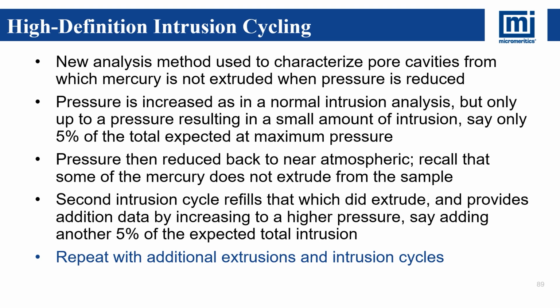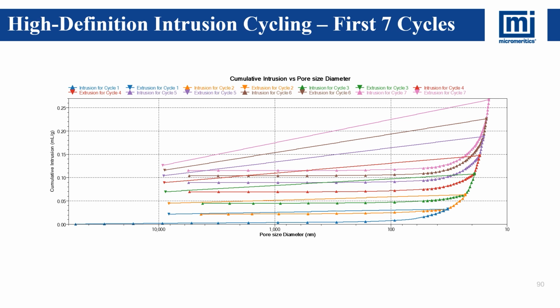Here we see results from the first 7 of 20 cycles that were performed on alumina aliquot 10. The blue data is the first cycle. We see intrusion, and then we extrude the single point. In the orange, we see the second cycle, where we add additional points and we extrude back to atmosphere. Green is the third cycle, red the fourth cycle, then purple, then brown, then the pink. Each one of these we're adding an additional 5% of the total intrusion.